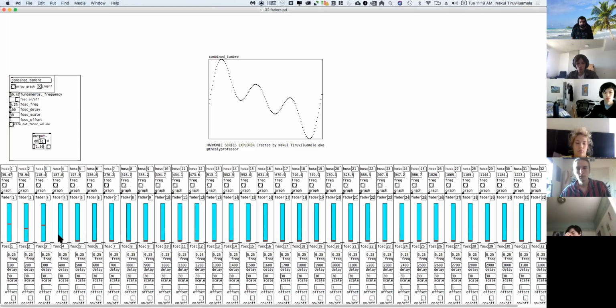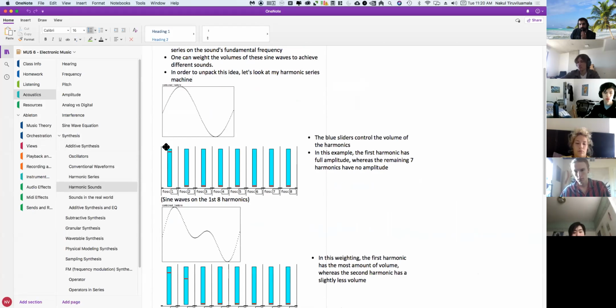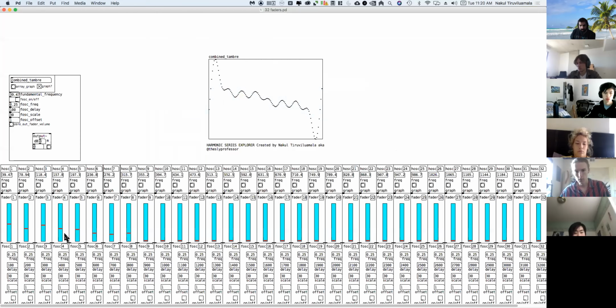Volume a little bit. You can see that as I add harmonics, what I'm basically doing, let me just explain what I'm doing here. What this particular thing is showing you is all of the different harmonics of a sound. And all of these harmonics are just multiples of this frequency right here.